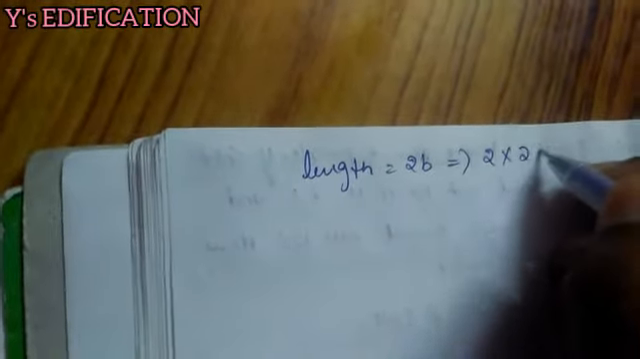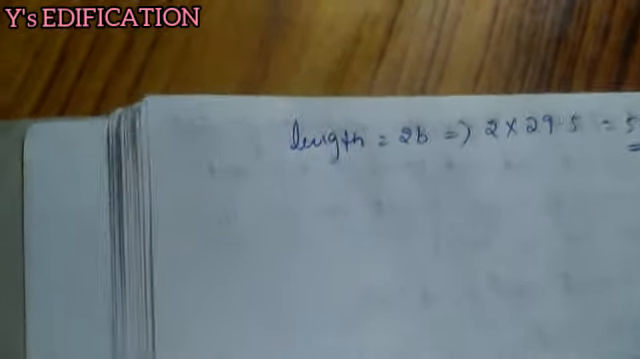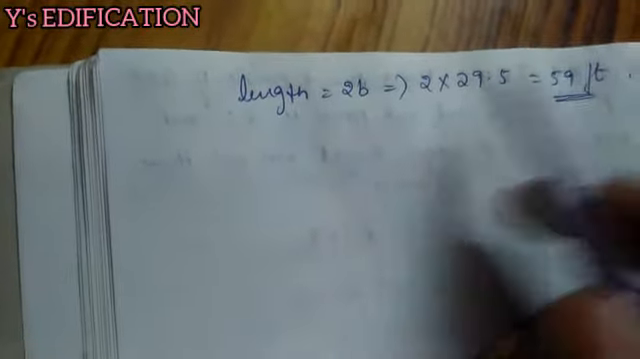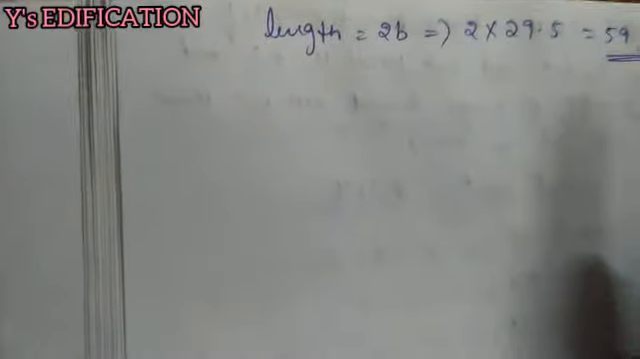So length is equal to 2B. That means 2 into 29.5. What is that? 2 into 29.5 is 59 feet. Okay, and you can do the check here. What do we have to do? 2 into L plus B: substitute 59 plus 29.5, add those numbers and multiply with 2. You will get the answer. If the answer is 177, your length and breadth are correct. If not, the answer is wrong.